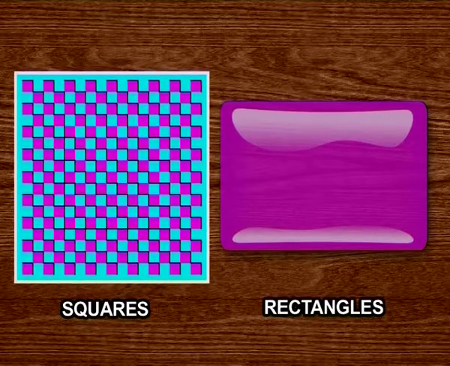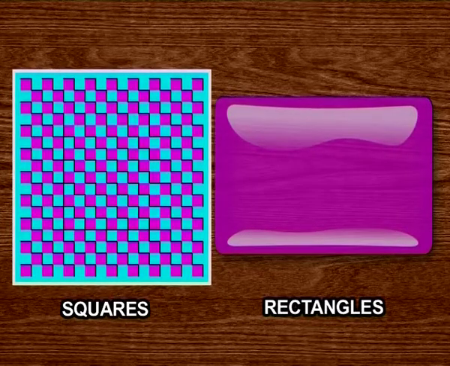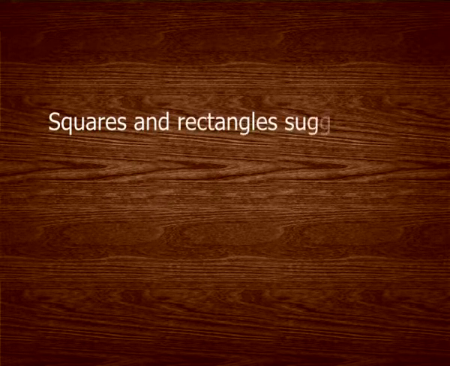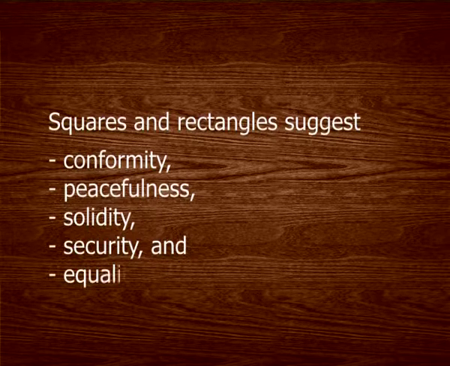Squares and rectangles are stable. They are familiar and trusted shapes and suggest honesty. They have right angles and represent order, mathematics, rationality and formality. They are seen as earth-bound. Rectangles are the most common geometric shapes encountered. The majority of text we read is set in rectangles or squares. Squares and rectangles suggest conformity, peacefulness, solidity, security and equality.